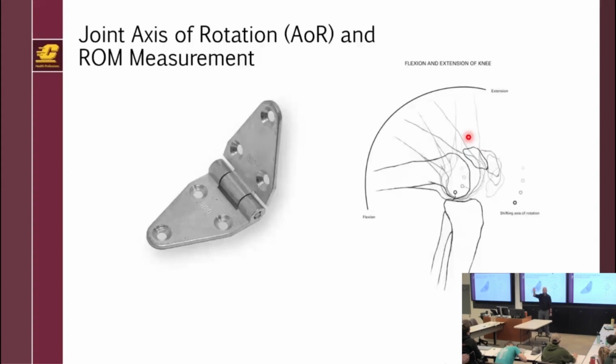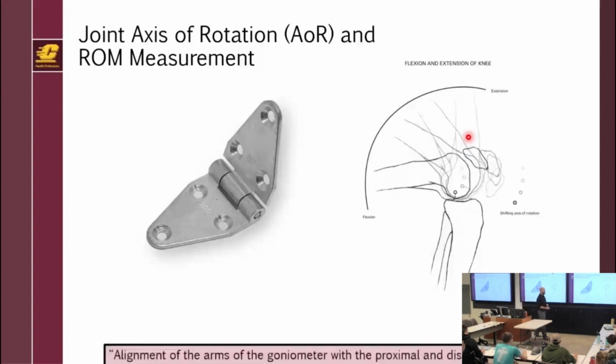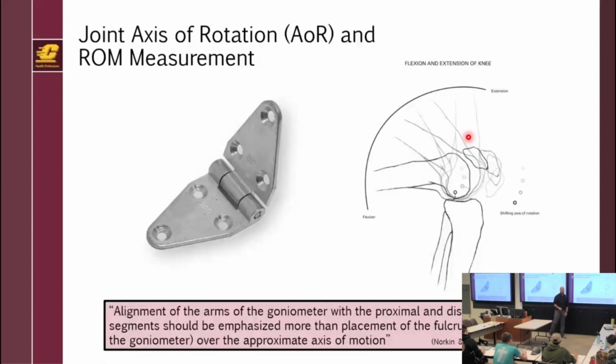So as long as you're ballpark close, I don't care that you know the axis, but I do care that both lines on your goni are parallel with the segments, because if you're not, it's not going to be an accurate measurement. And even Norkin is like, yeah, we give you all, they call them fulcrums, but it's the axis or the vertex. Yeah, we give you all those, but it's the least important of those 3 landmarks for taking range of motion measurements.